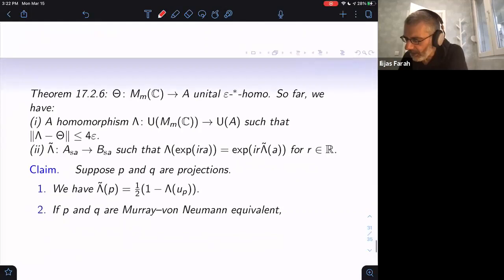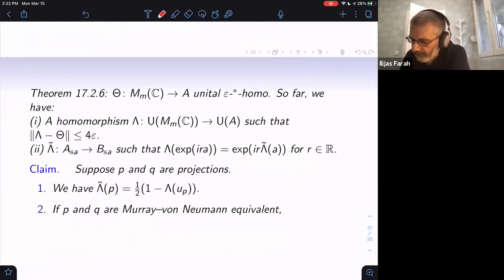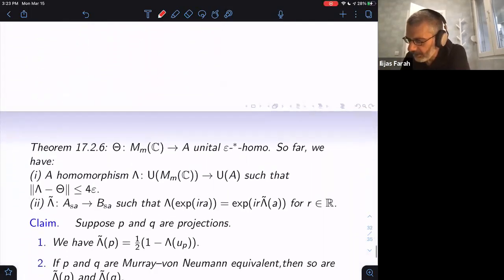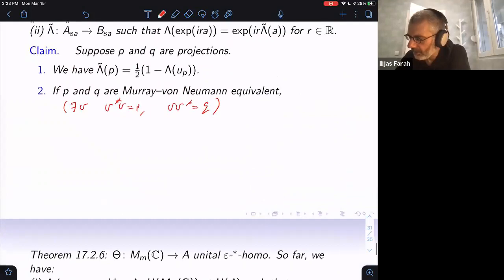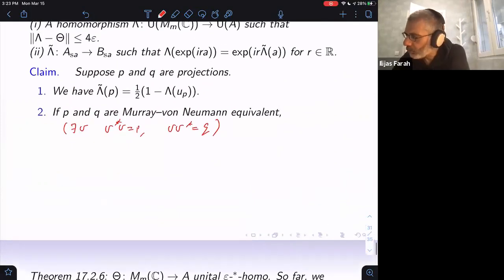Now, if P and Q are Murray von Neumann equivalent, remember what that means is that there exists some V such that V star V is equal to P and V V star is equal to Q, right? So if they are Murray von Neumann equivalent, then so are lambda tilde of P and lambda tilde of Q. Let me just add a proof here.